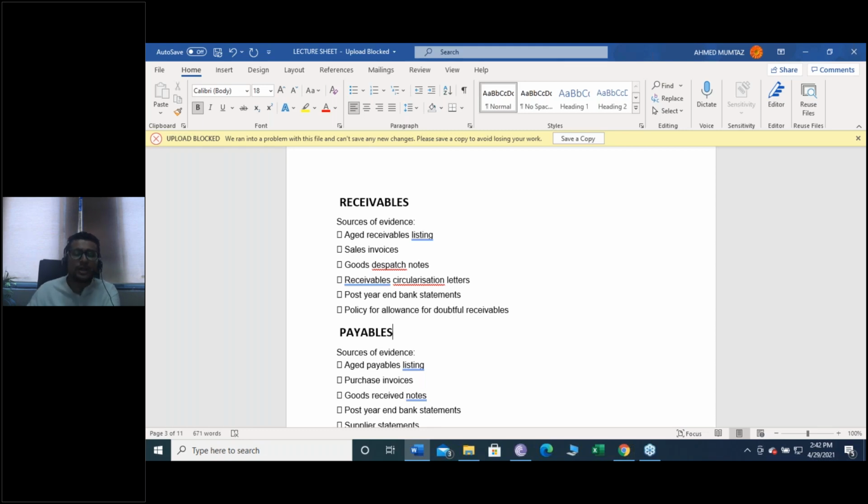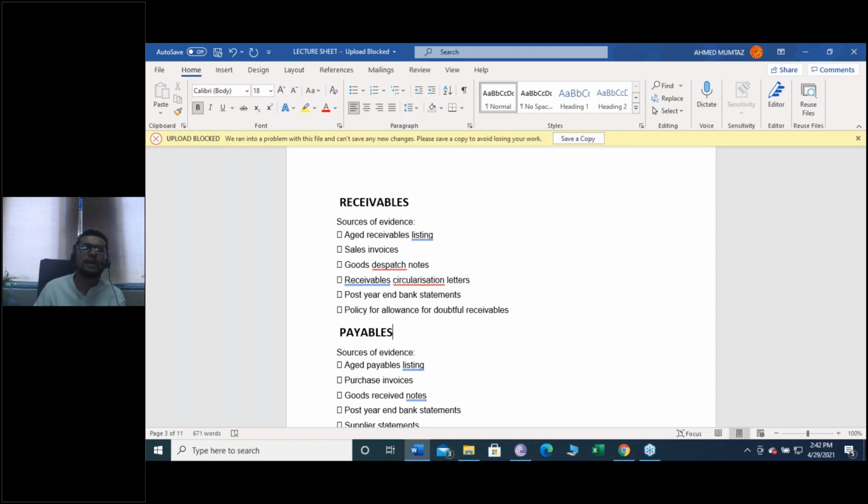So as an auditor, you might want to inspect the post year end bank statement and cash day book as well in order to verify whether that receivable has actually been converted into cash. If it has converted into cash according to the bank statement and the cash day book, it means that receivable was true, that receivable does exist, that receivable was correctly valued, no problem whatsoever.